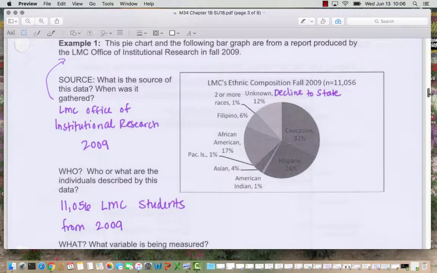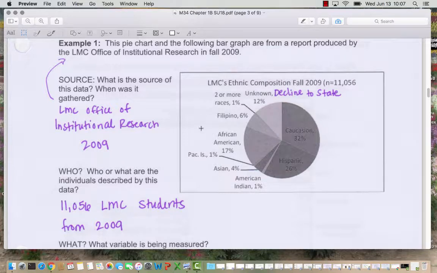Example 1 is a pie chart. Our first question to think about is, what's the source of this data and when was it gathered? So we're told here that the pie chart data comes from the LMC Office of Institutional Research, where they research LMC students and data about the college, and it's from 2009.